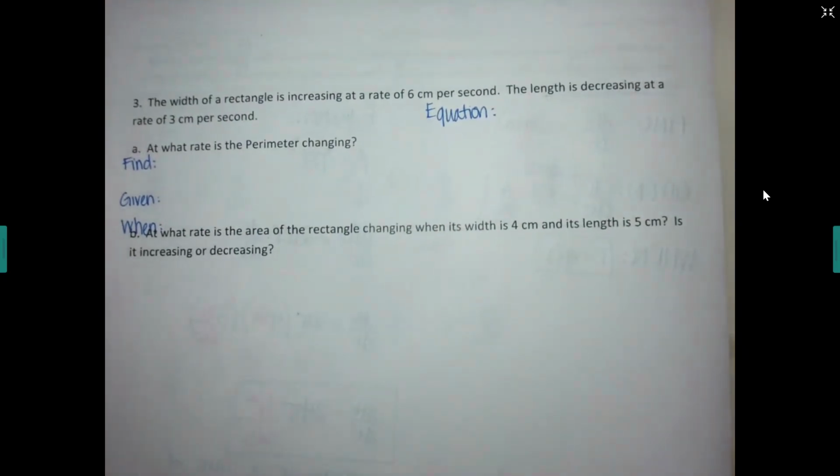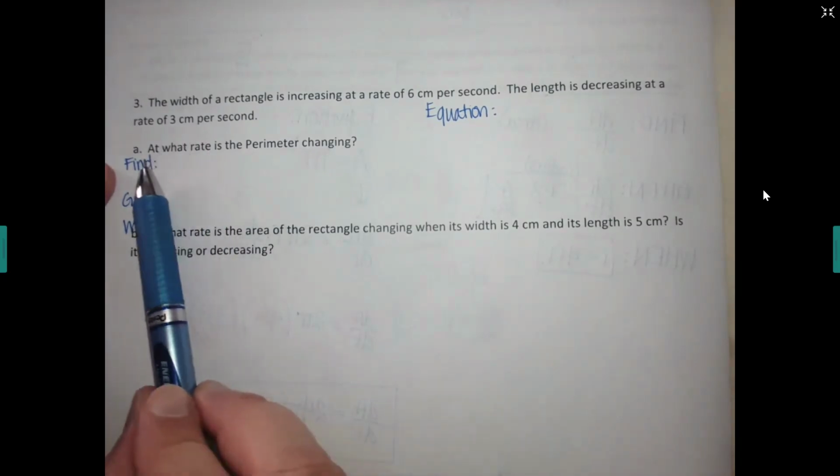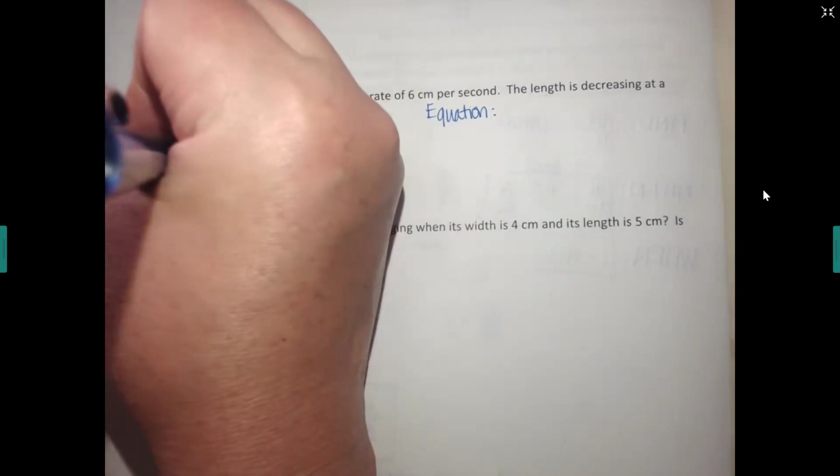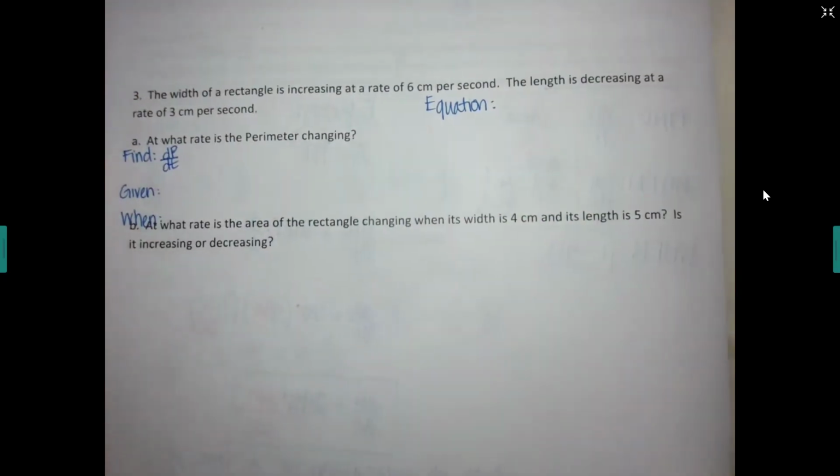Okay, so it says the width of a rectangle is increasing at a rate of 6 centimeters per second. The length is decreasing at a rate of 3 centimeters per second. At what rate is the perimeter changing? So our question tells us what we're trying to find. We want the rate that perimeter is changing. We're gonna call that dP/dt. Okay, P standing for perimeter.